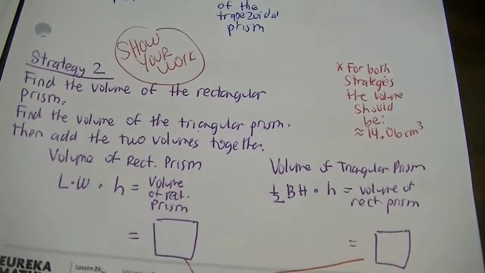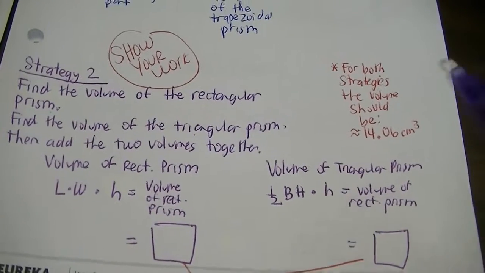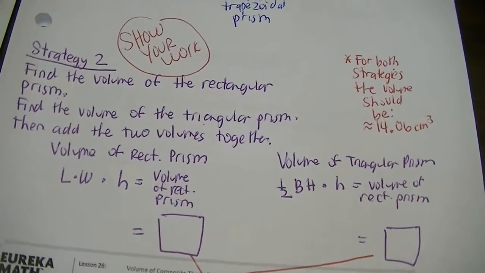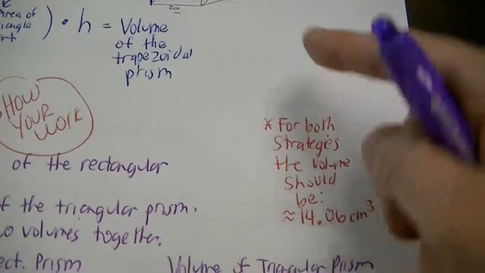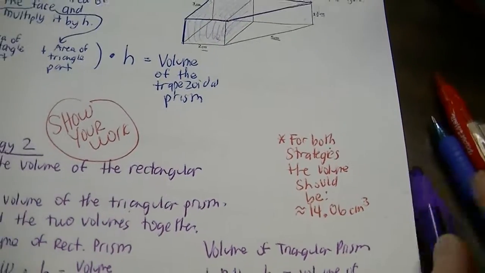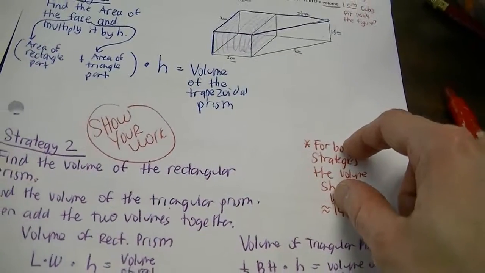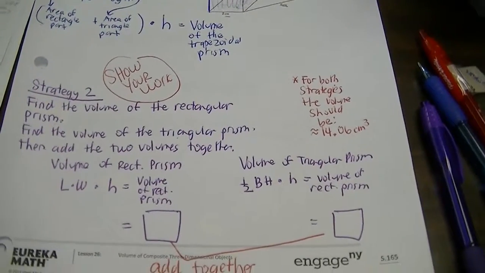And again, show your work on here. It's very obvious that I didn't write numbers down, so if you just write this down, it's going to show me that you're not doing what you're supposed to be doing because I want you to show your work, okay? For both strategies, the volume should be about 14,600 centimeters cubed, so that's what you should be getting, okay? And your work needs to reflect that, otherwise you won't get points for this and you're not getting any good practice.